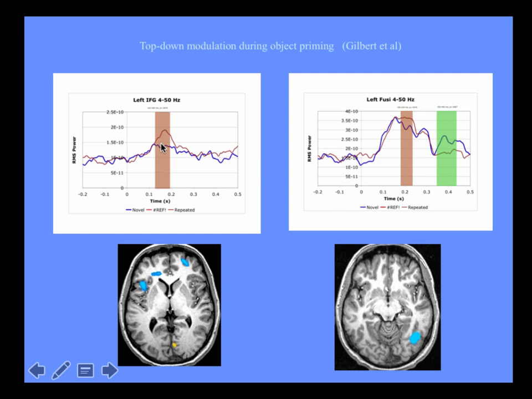We can see the difference in amplitude between the novel and repeated, but we can tell where the time is. We can see that in the inferior frontal gyrus, this is happening at an earlier time than where the amplitude difference is happening in the fusiform. So this suggests that this is a top-down modulation of the process. So it's an example of why you want to use MEG as a complement to your fMRI.